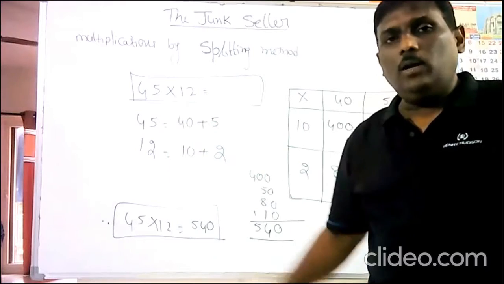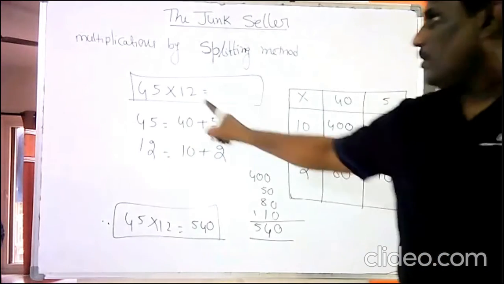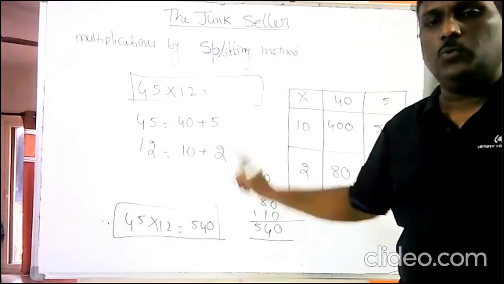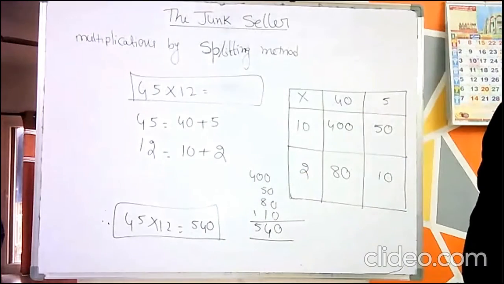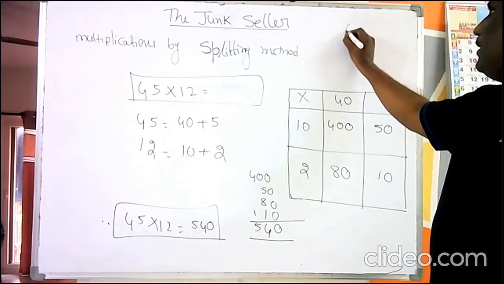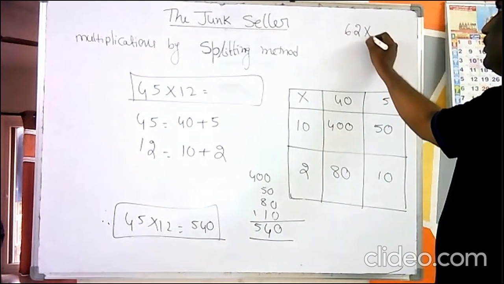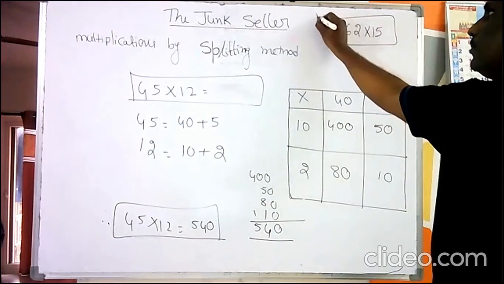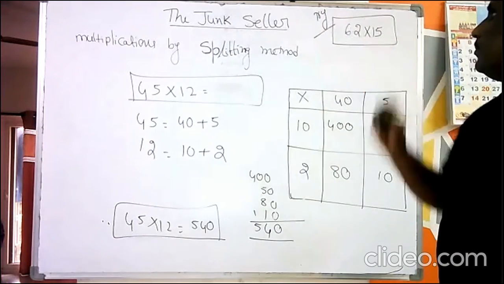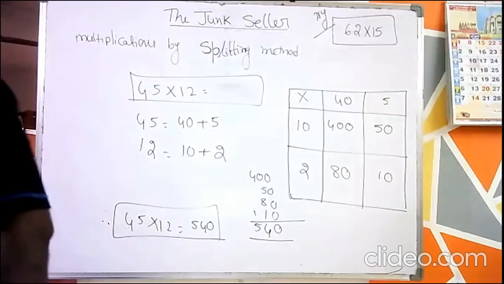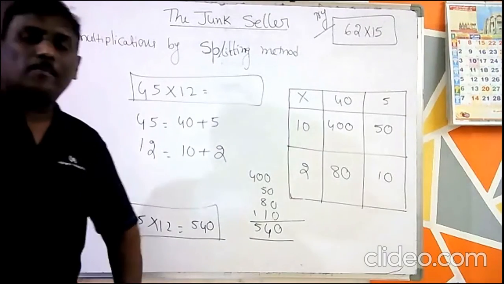Any number you have to express to the nearest 10. 45 into 12, so 40 plus 5, 10 plus 2. Then write like this. Those who completed this can try 62 into 15.